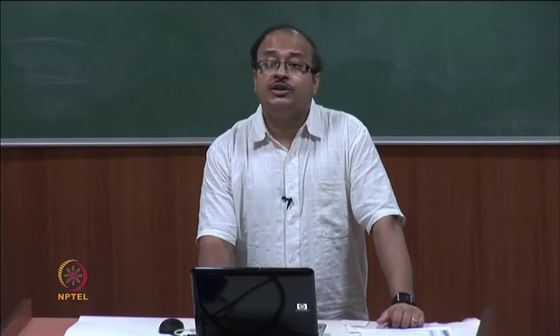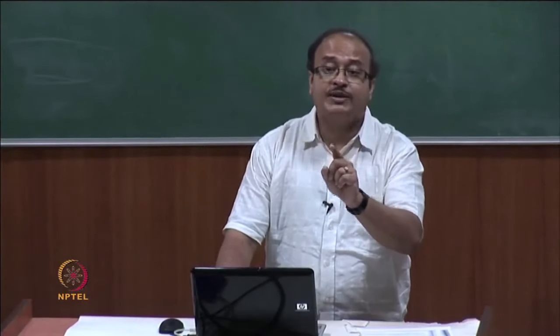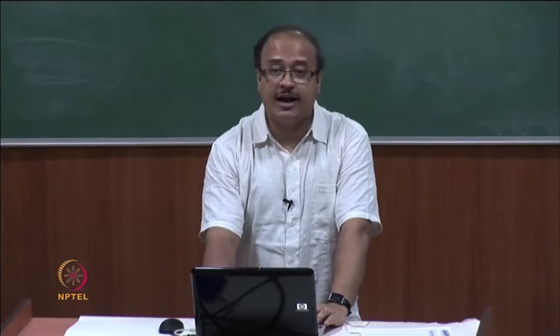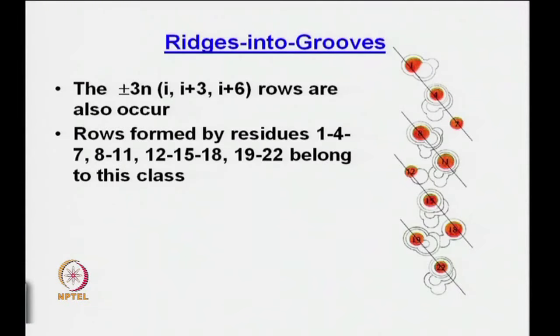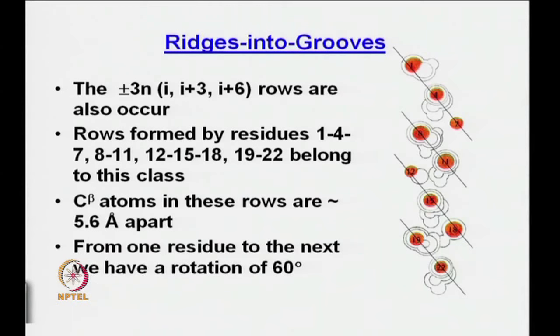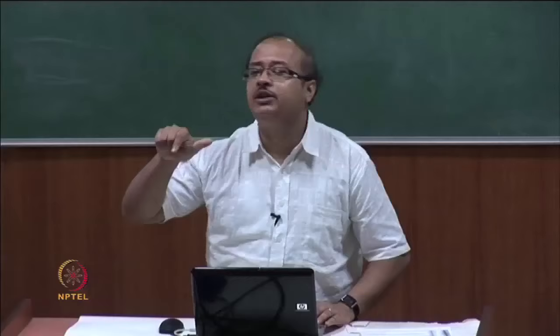Now, in the ridges and grooves model, for the second case, we have a spacing of 3 amino acids. This is plus-minus 3n, as it is I plus 3, I plus 6. The rows formed by the residues 1, 4, 7, then 8, 11, 12, 15, 18, 19, 22 belong to this class. The C beta atoms in these rows are about 5.6 angstroms apart. So, you see they are closer than the previous one, and from one residue to the next we have a rotation of 60 degrees. That means they have to rotate a little bit more. There are 3 amino acids, so they have to be rotated a little bit more. Okay.